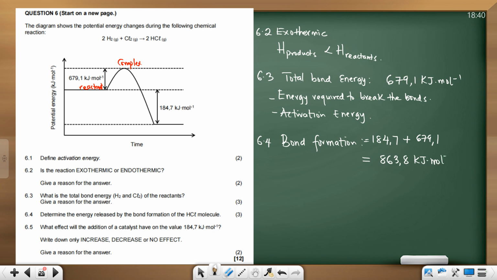I want you to see something here. They said, determine the energy released by the bond formation of the HCl molecule. How many moles of HCl did we form? 2 moles. So this one is for 2 moles of HCl. Now, for 1 mole, what do we do? It's going to be 863.8 divided by 2. And what would your answer be?